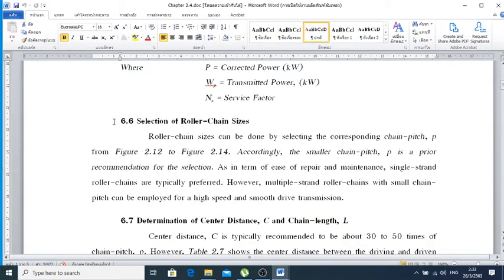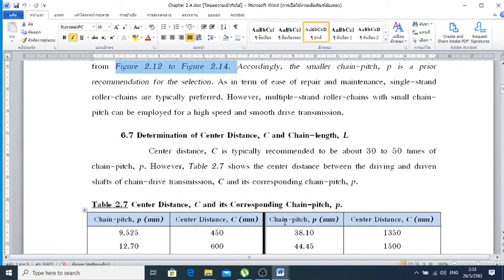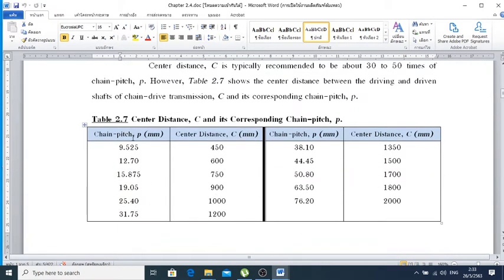And next we're going to make the selection of the roller chains. We're going to use figure 2.12 up to 2.14, based on the selection of the British system and American systems already. Then after that we're going to go for the recommendation of the center distance and the corresponding chain length. So if we design for the pitch of 9.525, we should make a center distance of 450.